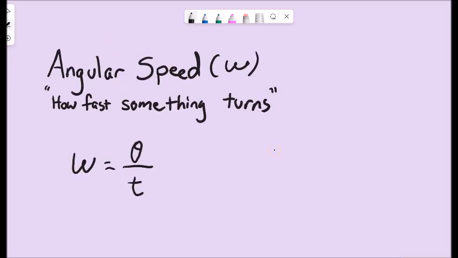Up till now, we've only dealt with linear speed, but remember, we're also going to be learning about angular speed. Angular speed, if you recall, is how fast something turns. And the formula we use to find that's very logical. We represent angular speed with that little w, and that's going to equal the angle theta divided by the time. So again, it's distance, or in this case, the angular movement or angular displacement, divided by the time. Let's go check out one of these problems.